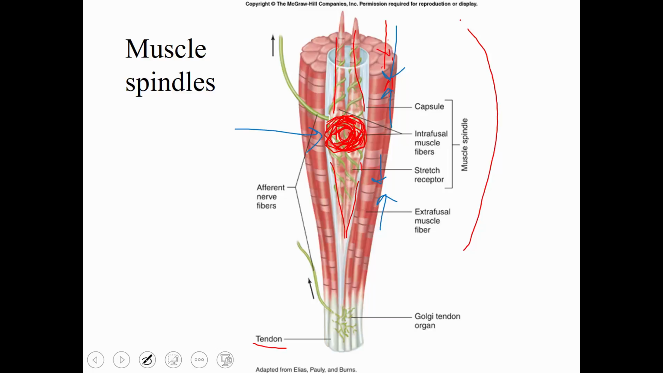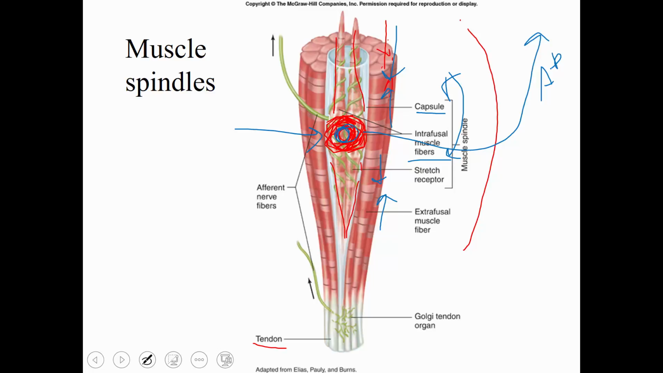And I just remembered something. This is not labeled correctly. This is actually the spindle, and this is actually the capsule. These two things have been labeled wrong, all right? So that pulls on this, it depolarizes, and then it sends action potentials to the central nervous system. And then that tells you that the muscle's getting stretched.